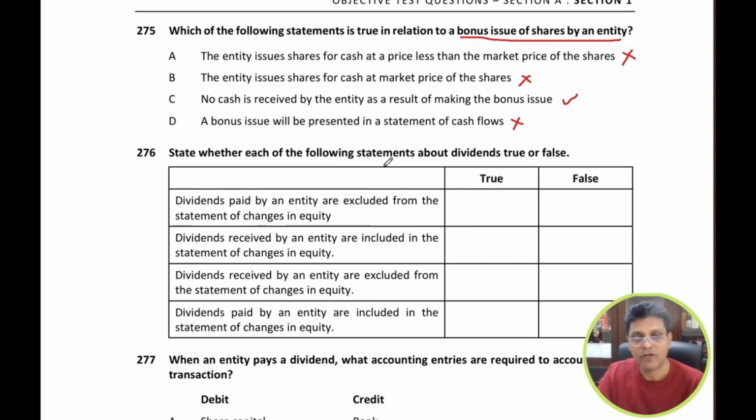State whether each of the following statements about dividends is true or false. Dividends paid by an entity are excluded from the statement of changes in equity. False. This is false.